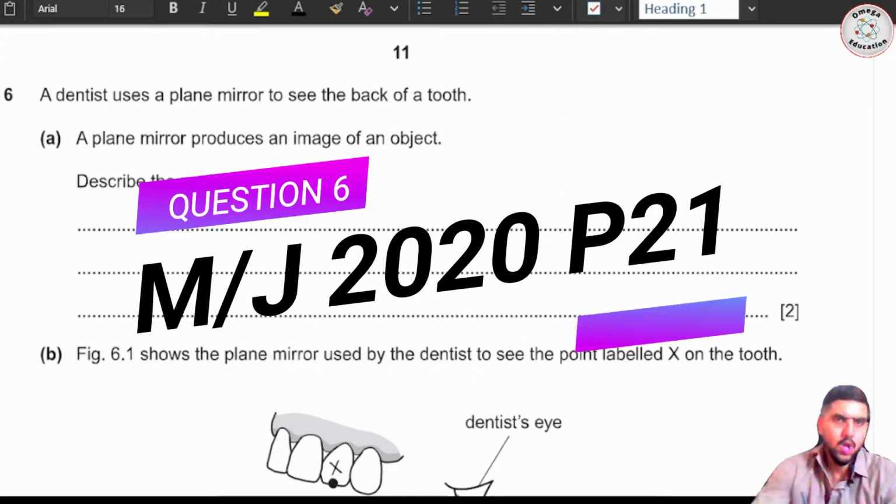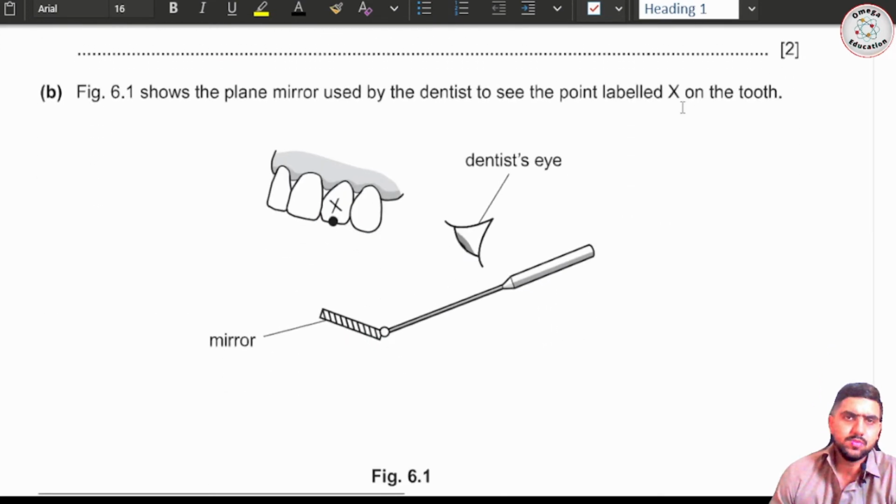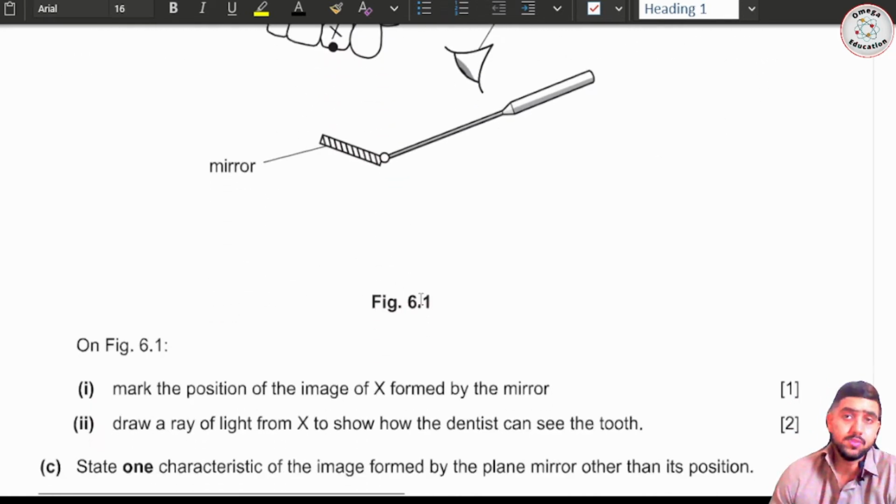All right, everyone. So here we have the next question. And in this one, first I'm going to solve this one part. Figure 6.1 shows a plane mirror used by a dentist to see the point labeled X on the tooth. Then we have the figure 6.1. Part 1 says mark the position of the image of X formed by the mirror.